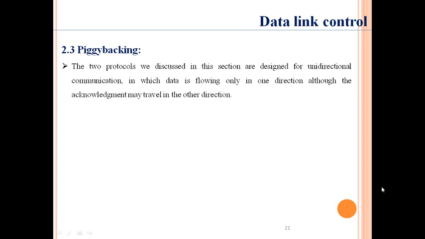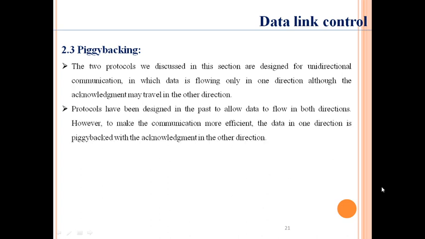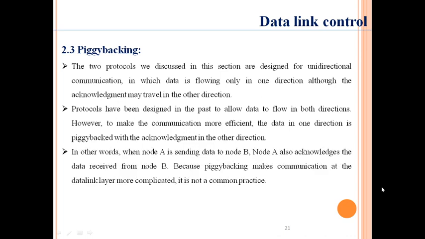Piggybacking. The two protocols we discussed, the simple protocol and the stop and wait protocol, are designed for unidirectional communication. But in the second diagram you can see a positive acknowledgement, but still it is one direction, as data is moving only from the sending to the receiving node. Protocols have been designed in the past to allow data to flow in both directions. However, piggybacking helps send both the acknowledgement and data in both directions. When node A is sending data to node B, node A also acknowledges the data received from node B. Because piggybacking makes communication at the data link layer more complicated, it is not a common practice.